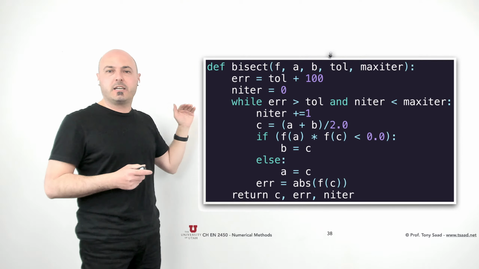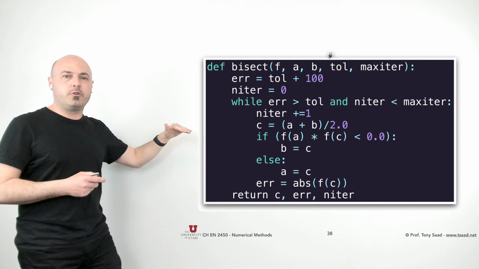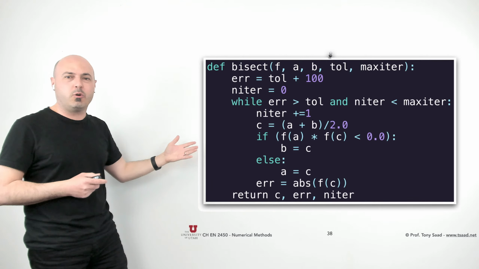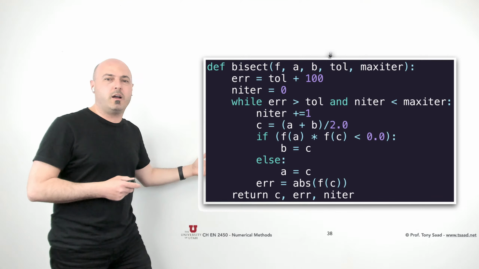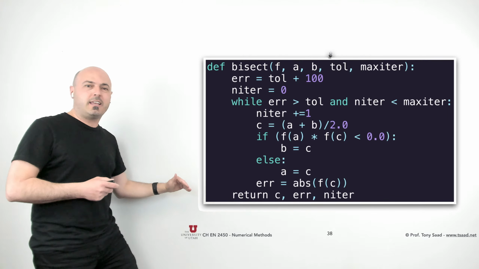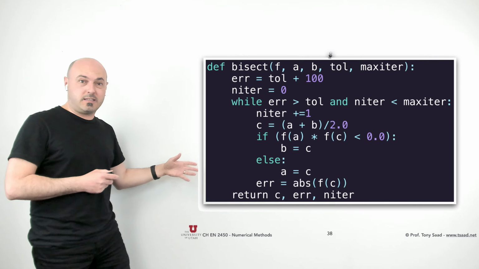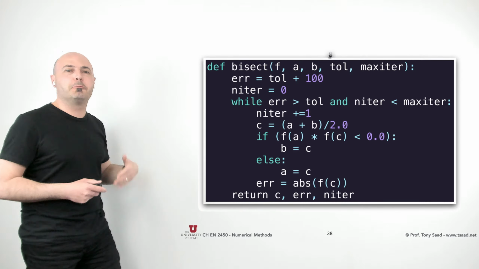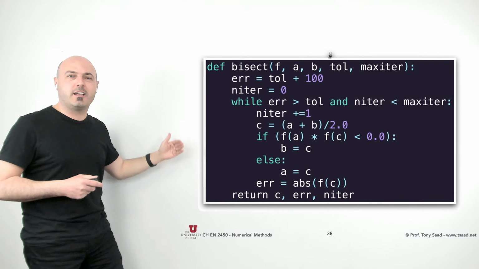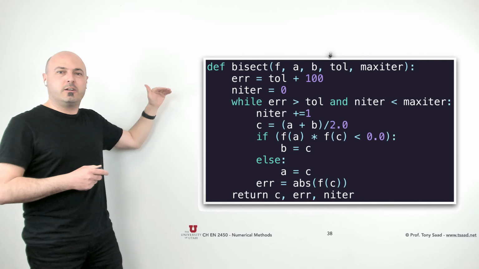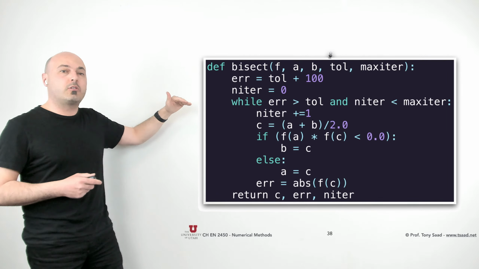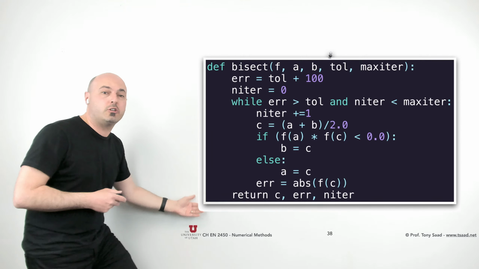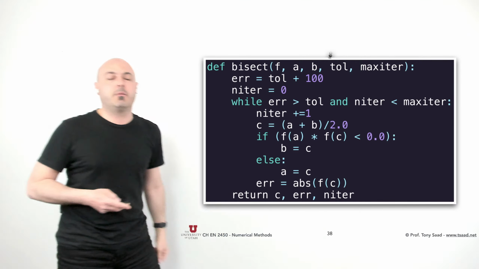First, I increment my iteration count by 1. I calculate the new root c, and then I check if a times f of c is less than 0, then b equal to c, otherwise a equal to c. And then I calculate my error, which is the absolute value of f of c, and then the loop will just continue. It will auto check: it comes in, calculates the error, then it goes and checks, is the error greater than the tolerance? No. If not, continue. If yes, then return c, error, and the number of iterations.